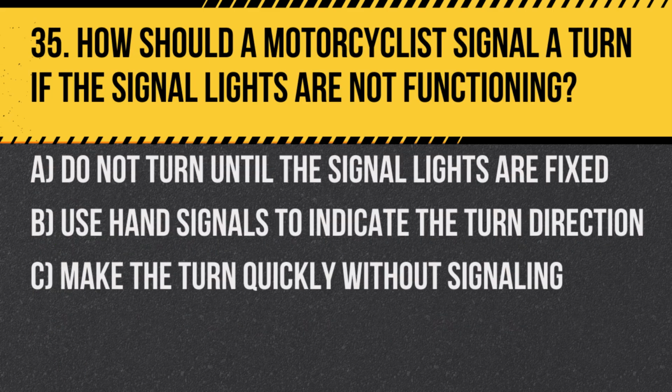Question 35. How should a motorcyclist signal a turn if the signal lights are not functioning? A. Do not turn until the signal lights are fixed. B. Use hand signals to indicate the turn direction. C. Make the turn quickly without signaling. Answer: B. Use hand signals to indicate the turn direction. This provides a manual method to communicate with other drivers when electrical signals fail.